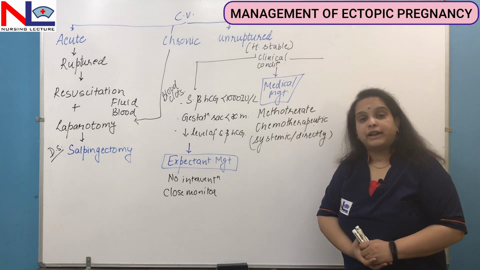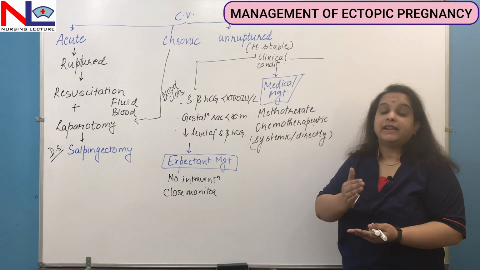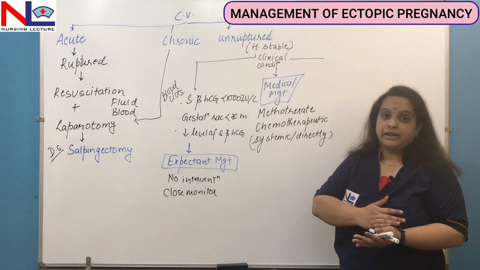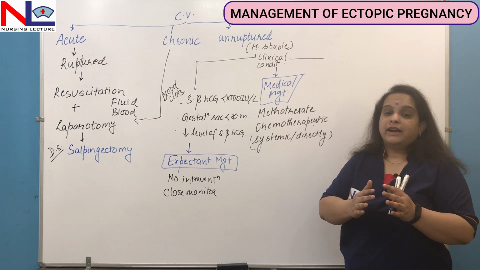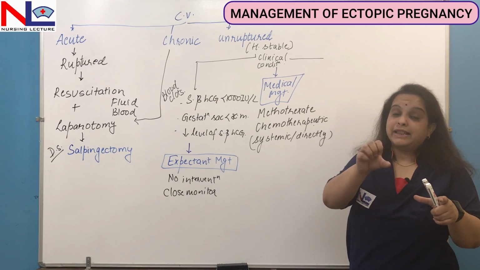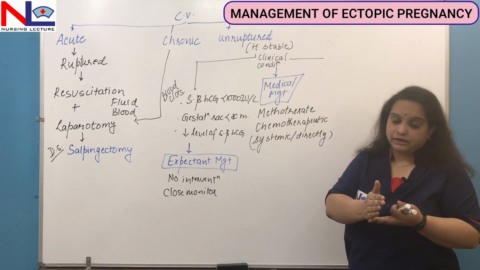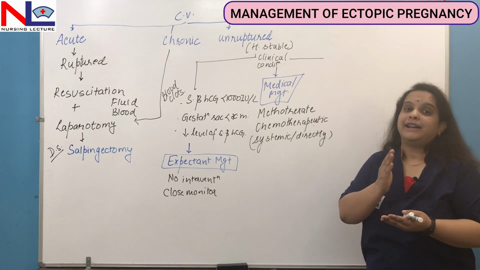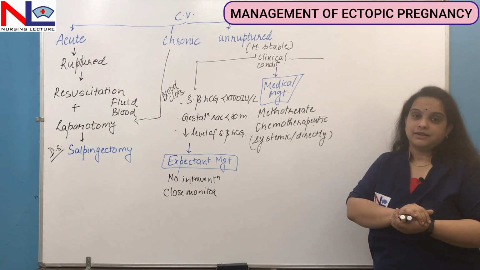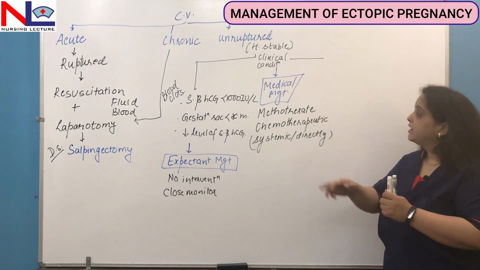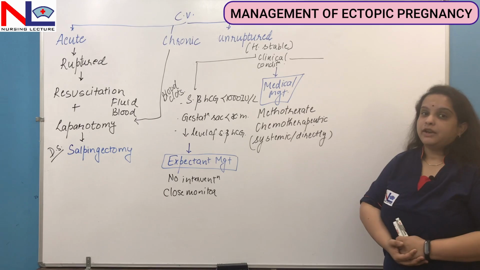So what is methotrexate? It is a folic acid antagonist that inhibits the action of folic acid. It works directly on growing trophoblastic cells to kill them. It inhibits folate-dependent nucleic acid synthesis, and thereby kills the trophoblastic cells. So methotrexate could be given.